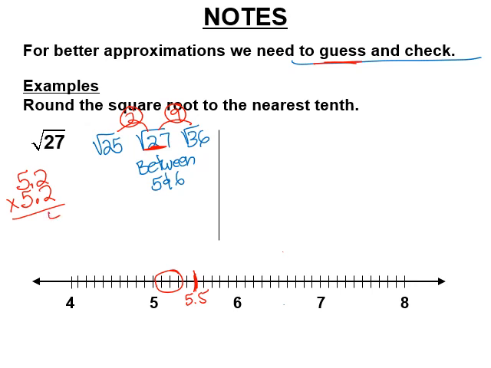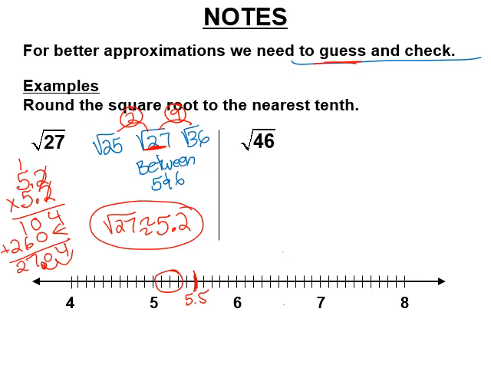2 times 2 is 4. 2 times 5 is 10. Step over. 2 times 5 is 10. 5 times 5 is 25, plus 1 is 26. Add up the 2 rows. And look at that. 5.2 times 5.2 is almost exactly 27. It's 27 400ths. So to the nearest tenth, we're going to say that the square root of 27 is approximately 5.2.